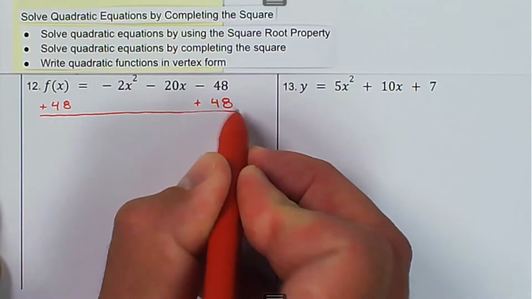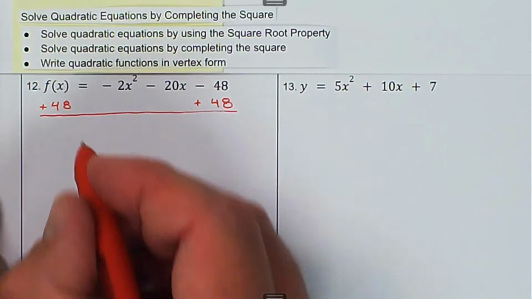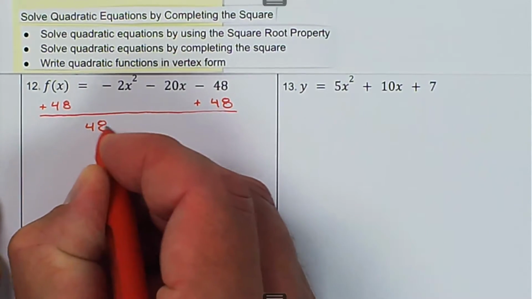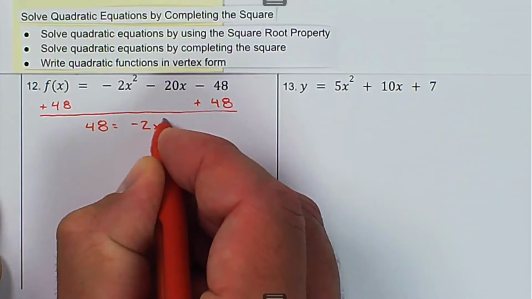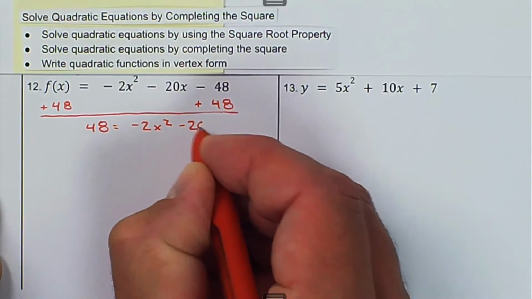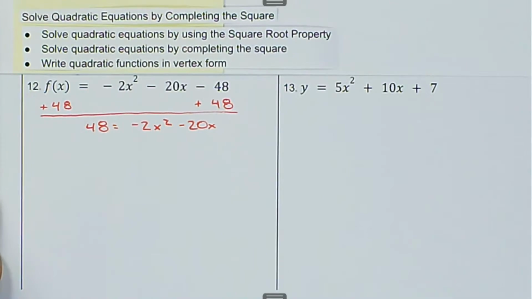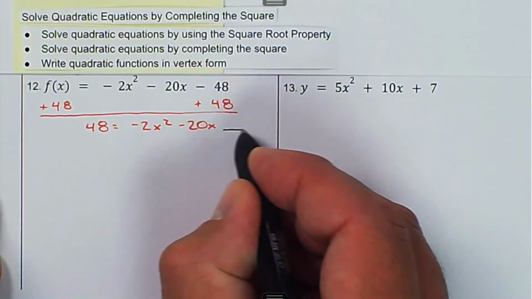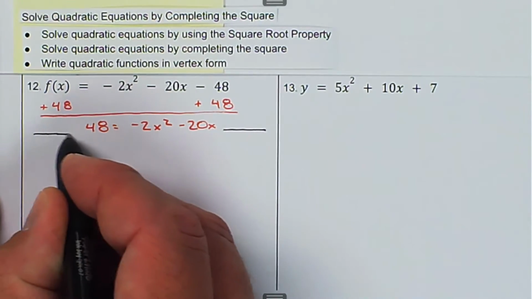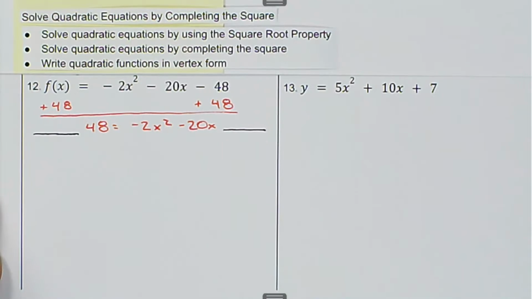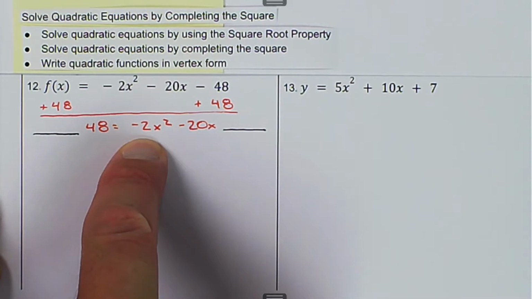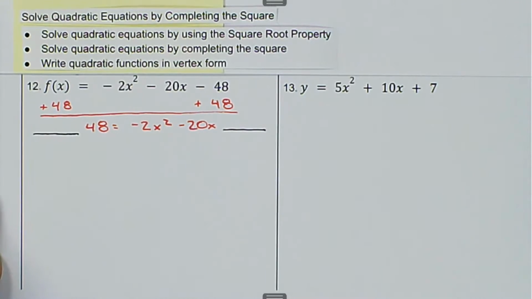So we add 48 to both sides of the equation, and then we get 48 is equal to negative 2x squared minus 20x. And then we're going to have to figure out what our c value will be. So we're going to have to add some c value to both sides of the equation. In order to find the c value, the first thing is we notice that our a value here is negative 2. So we got to factor a negative 2 out of the left side of the equation.